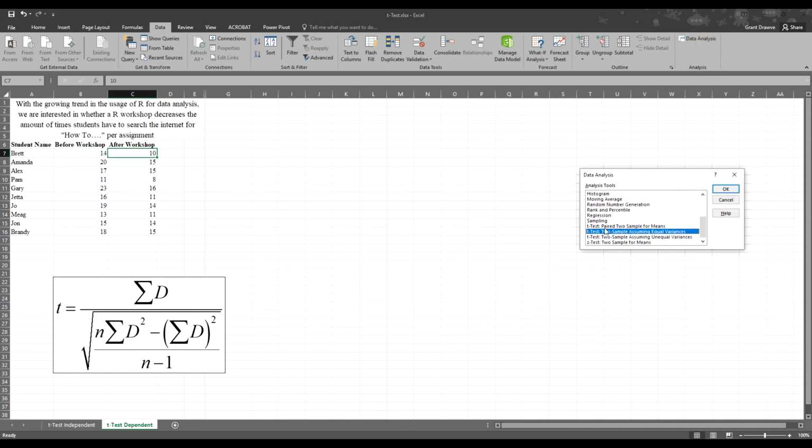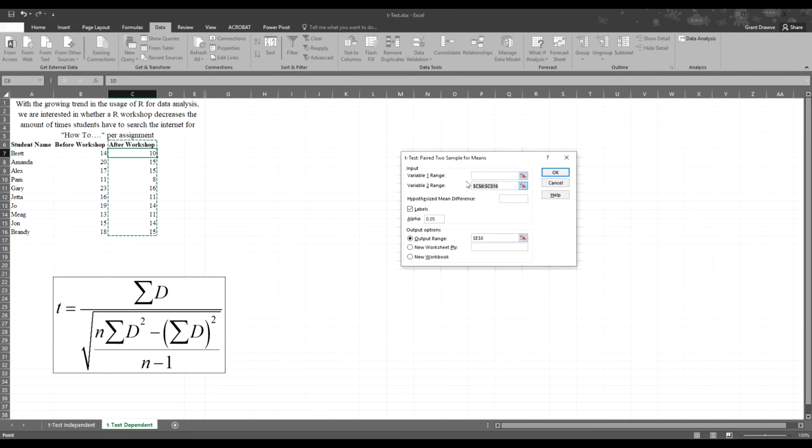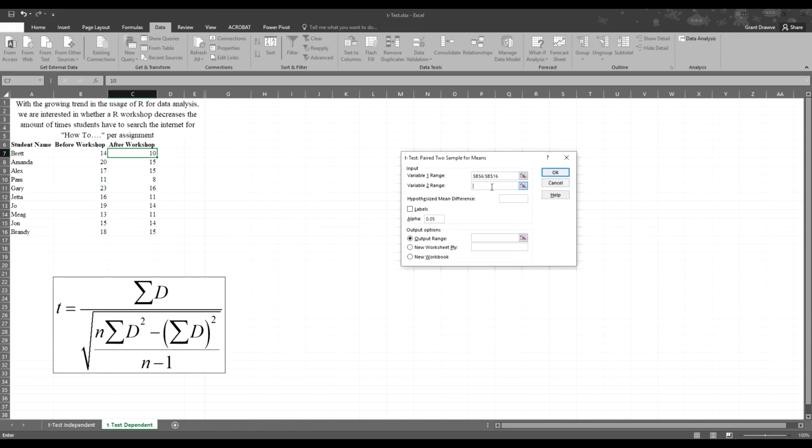And this time we're going to use the t-test paired two sample for means. And this one I already had highlighted, it looks like, so let me just exit out all of that again. All right, so again, similar to the independent sample t-test, we're going to input our variables themselves. So variable 1 is the before workshop. Variable 2 is our time 2 after the workshop.